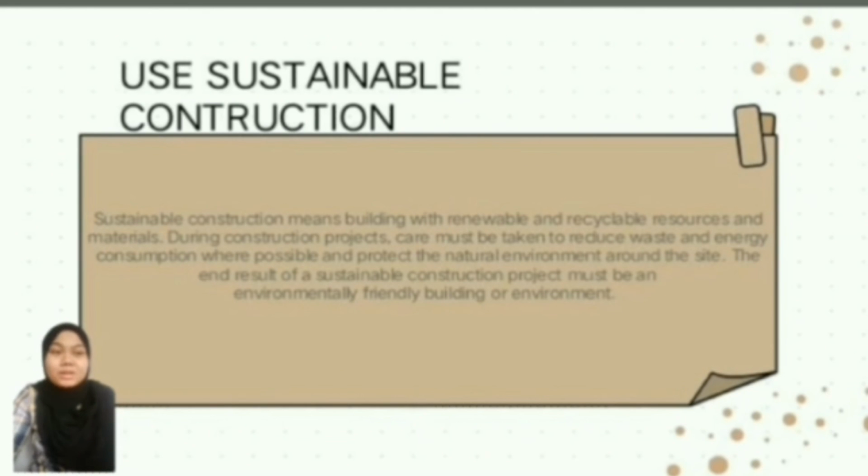Suitable construction means a building with renewable and recyclable resources and material during a construction project. Must take the waste energy into consideration where possible, protect the natural environment around the site, and the end result is that a suitable construction project must be environmentally friendly in the building environment.